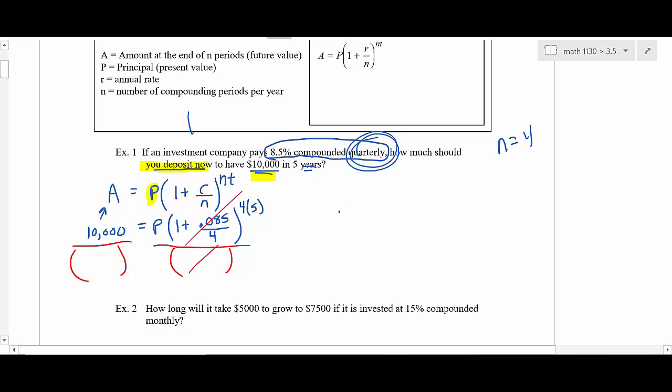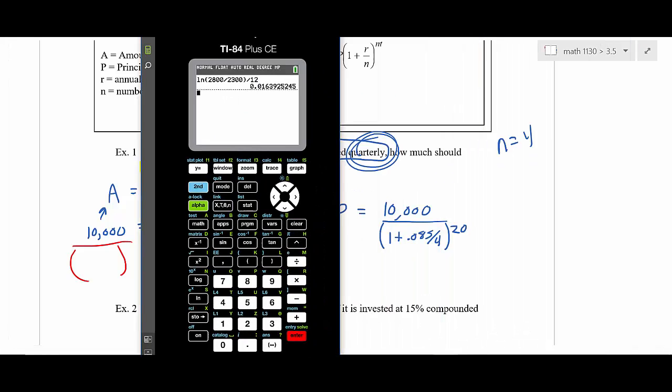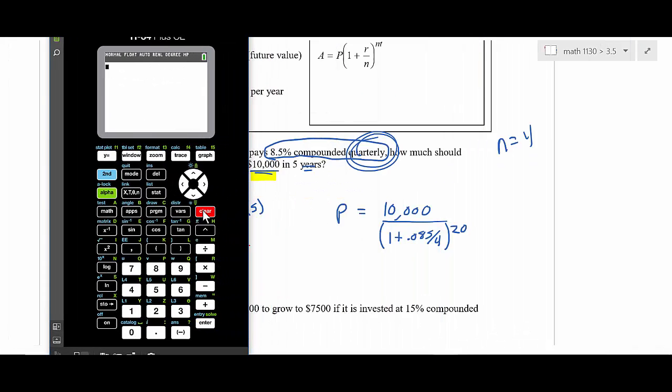So what you want to do is we're going to do this mostly on our calculator. So P is going to be 10,000 divided by (1 plus 0.085 over 4), and you go ahead and do that to the 20th power. Whatever you can do in your head, just do in your head. So with that one, we can just do the calculator and see what we get. There are no logarithms on that one because it's not an exponential equation.